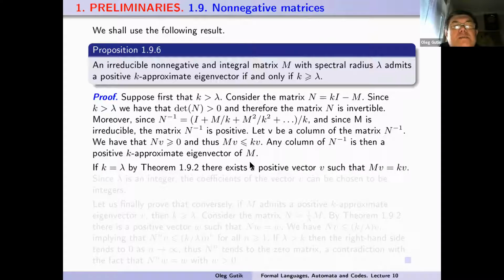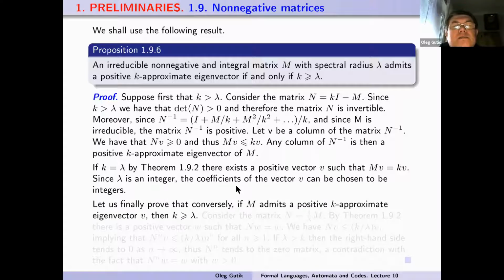If K is equal to lambda, by Theorem 1.9.2 there exists a positive vector V such that M V is equal to K V. Since lambda is an integer, the coefficients of the vector V can be chosen to be integers. Let us finally prove that, conversely, if the matrix M admits a positive K-approximate eigenvector V, then K is greater or equal to lambda.